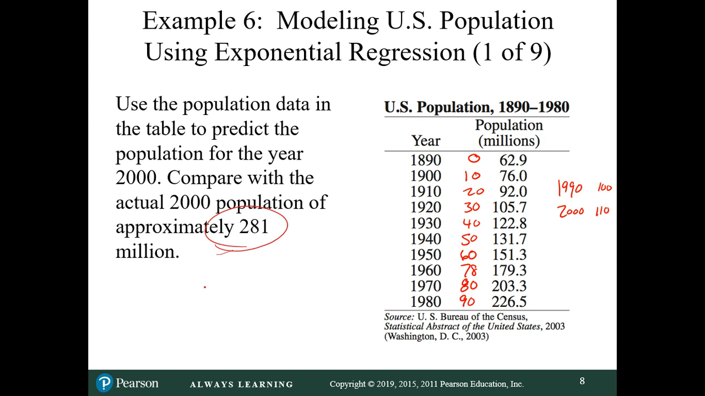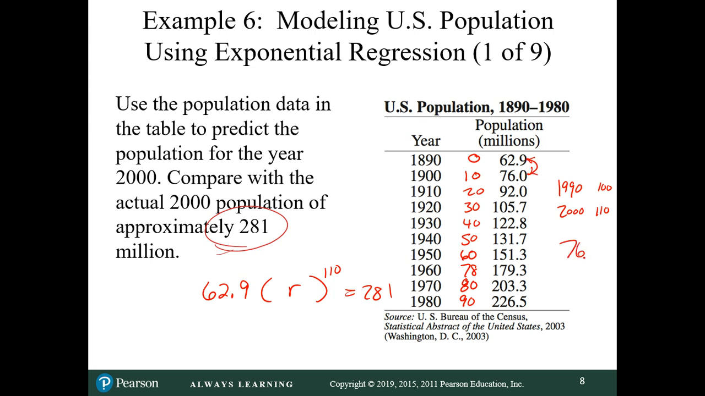So if we started at 62.9, okay, 62.9 times whatever the rate is to the 110th power, we want it to equal 281. Now, let's figure out the rate for this first year and go from there.